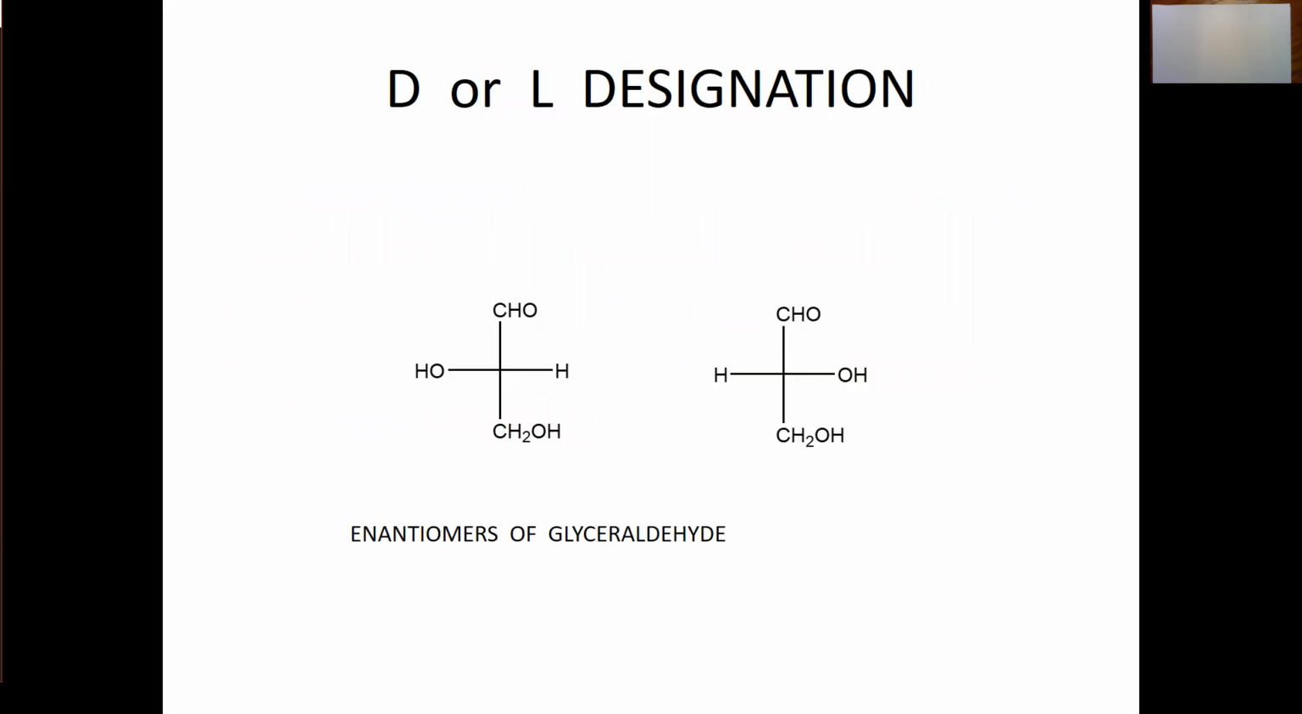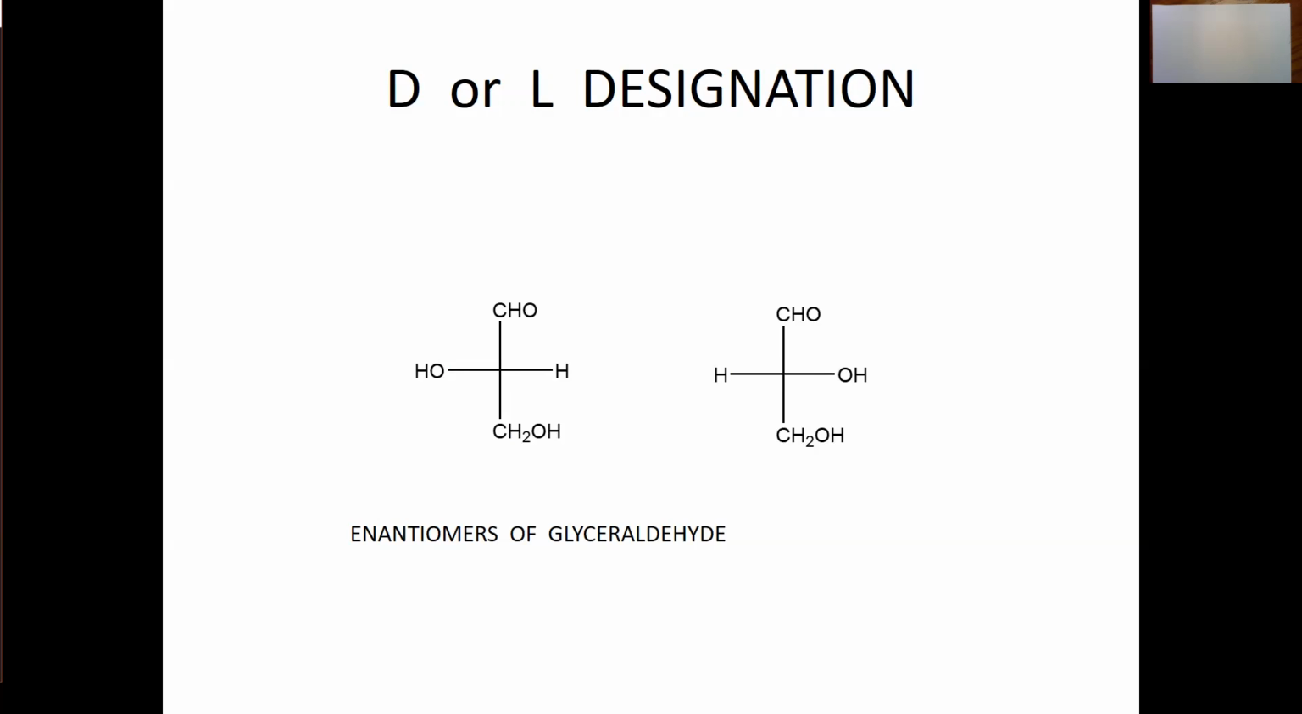So a quick little recap of what the heck D and L mean. This is glyceraldehyde, the two enantiomers of glyceraldehyde. Glyceraldehyde only has two enantiomers because there's one asymmetric carbon. So glyceraldehyde can exist as R and as S, and you're going to have to identify which is which. But biochemists talk about D and L rather than R and S.